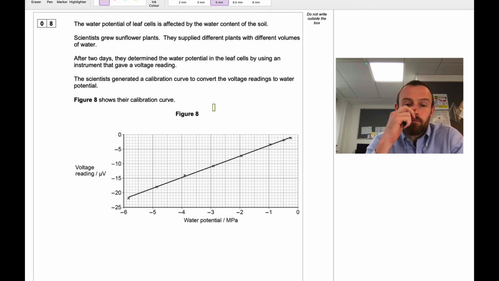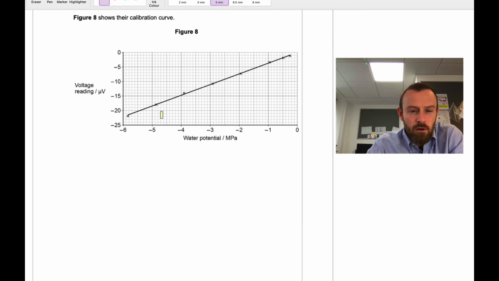Okay, 8. The water potential of leaf cells is affected by the water content of the soil. Scientists grew sunflower plants. They supplied different plants with different volumes of water. After 2 days, they determined the water potential in the leaf cells by using an instrument that gave a voltage reading. Okay. The scientists have a calibration curve, so we can convert a voltage reading into a water potential. Never seen this before. This is interesting.